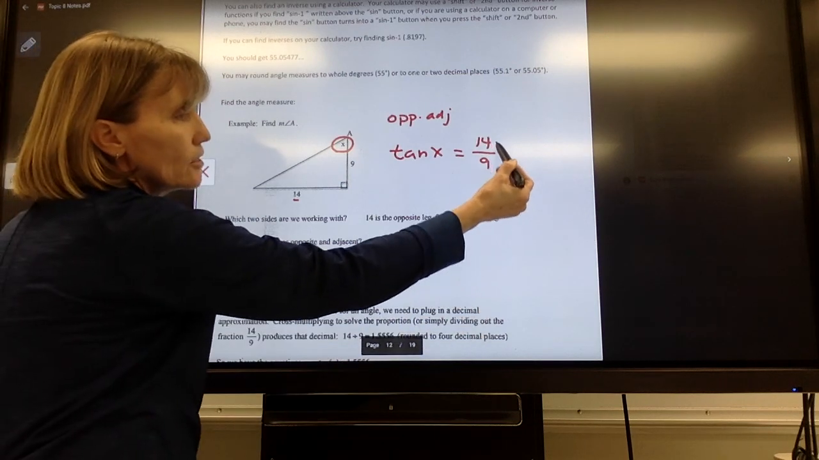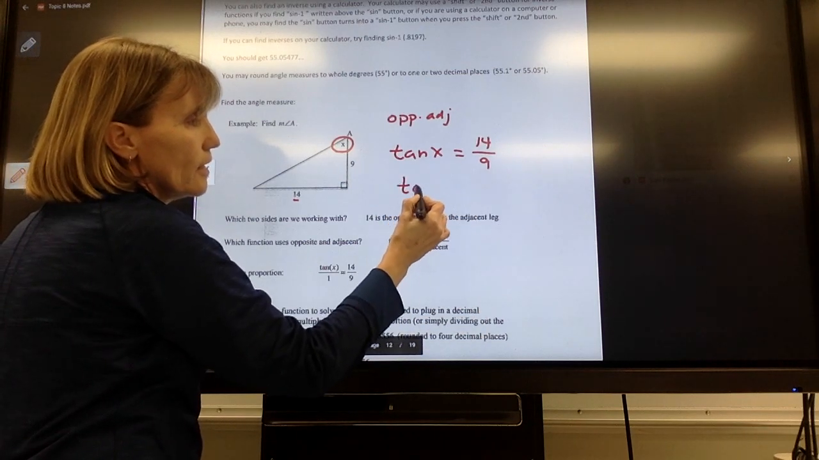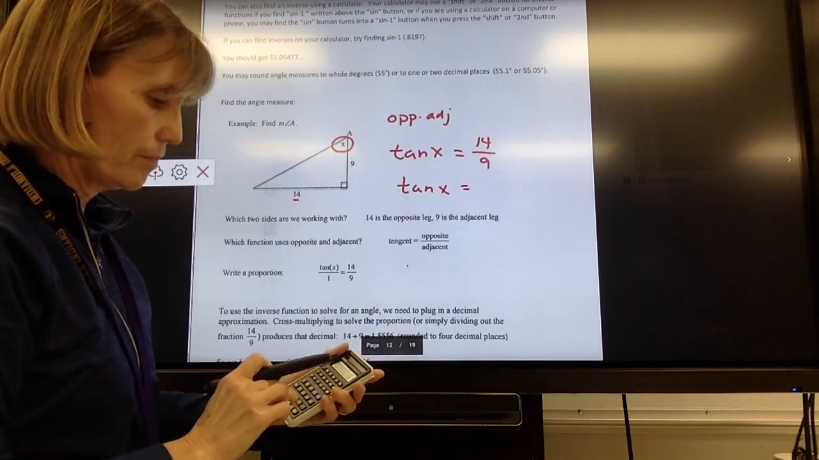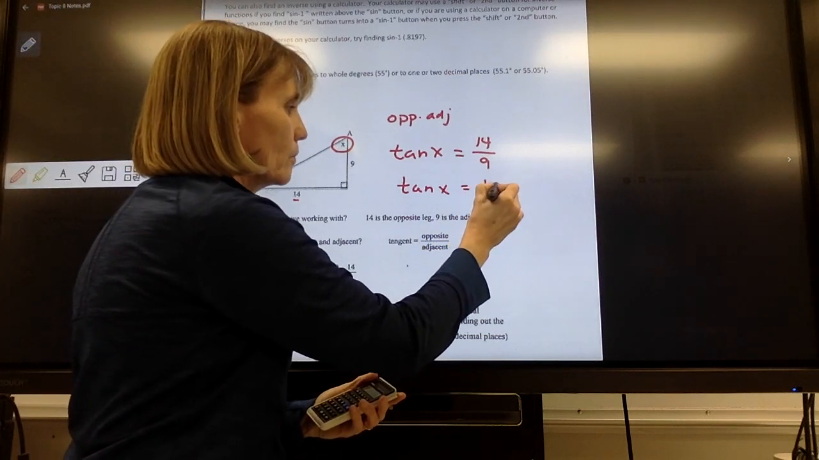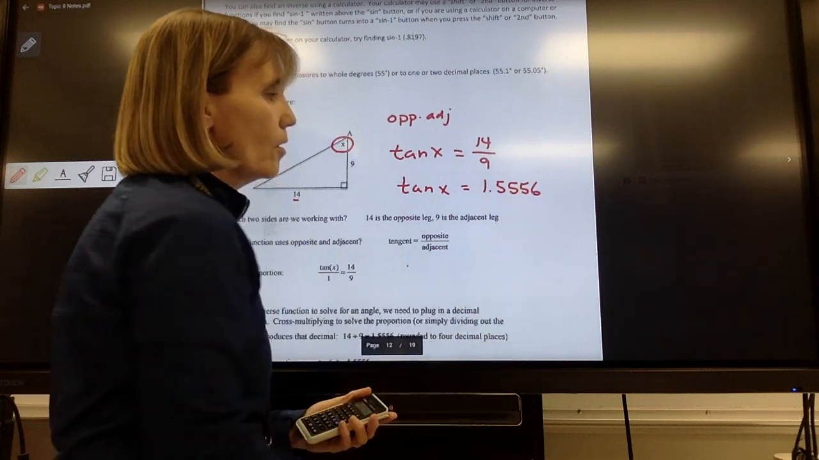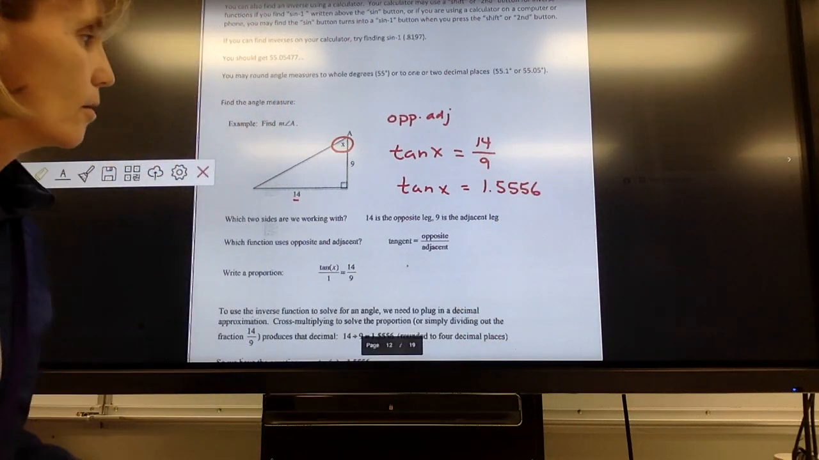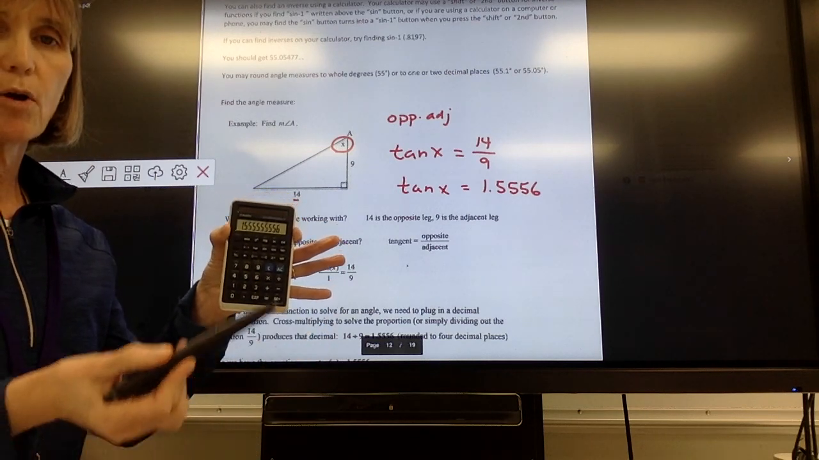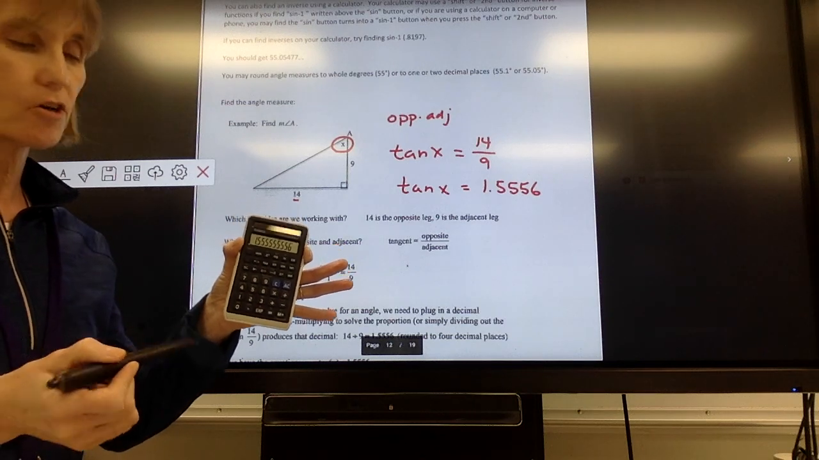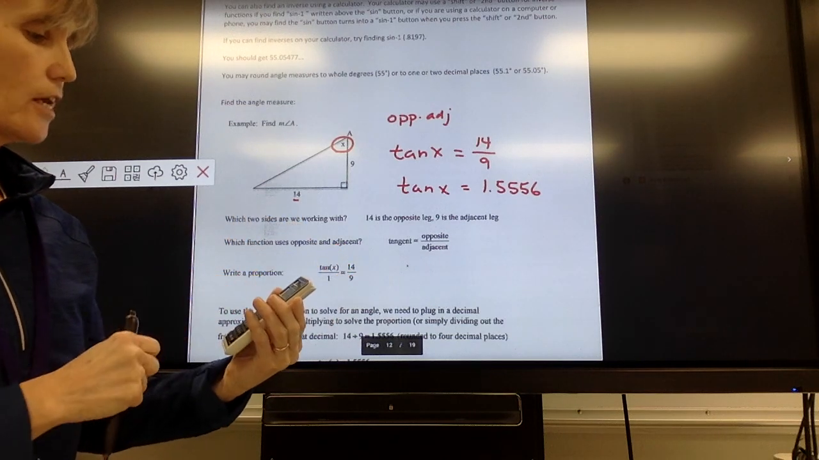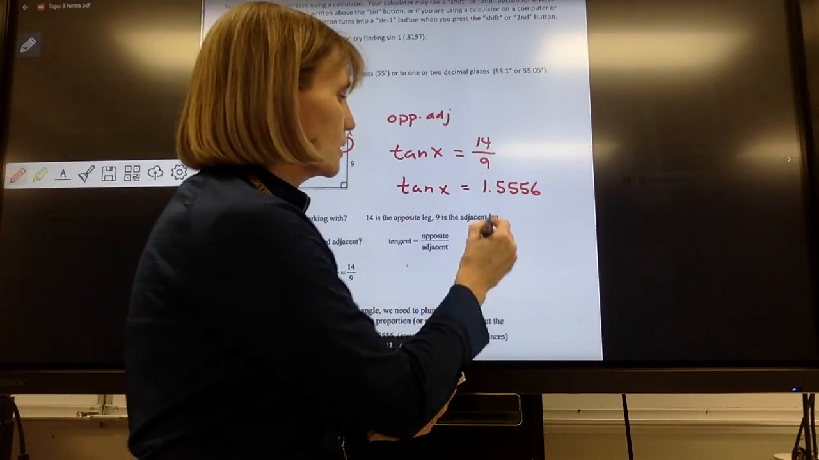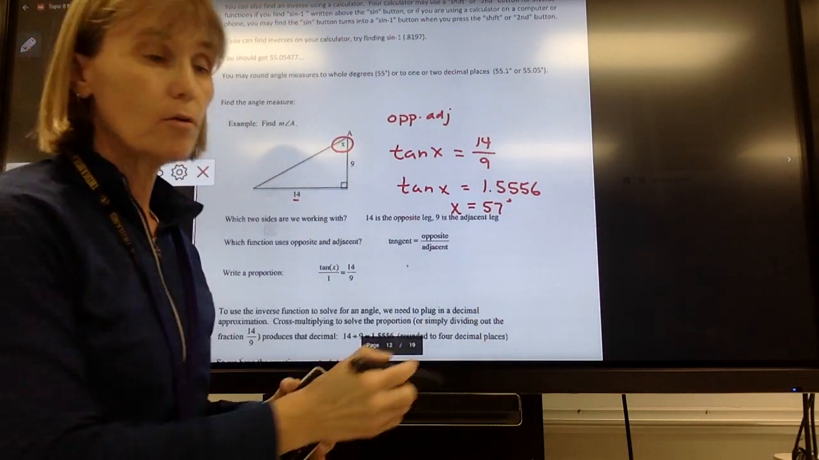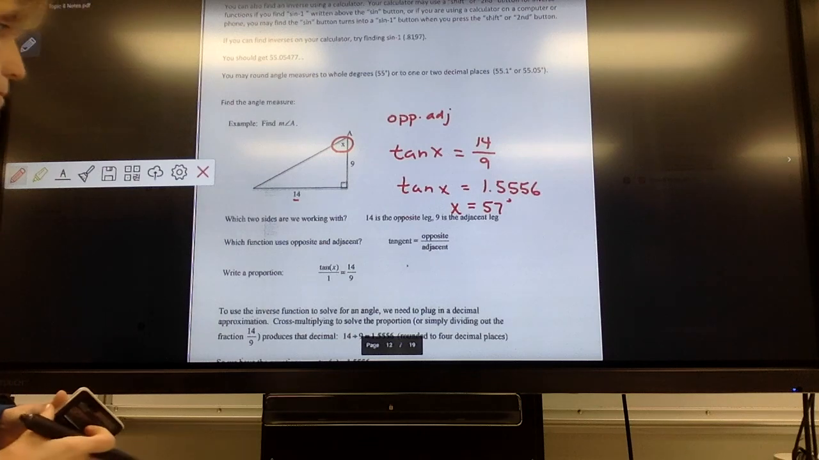When I have this set up, I need to divide this and get the decimal. So I'm going to say tangent of x equals 14 divided by 9, and I get 1.5 with 5s repeating. We always go out about 4 decimal places when we're working with the trig ratios. Now I can leave that decimal on my calculator and go back to the angle measure. This is where we use the inverse function. So I'm going to hit my shift key, then the inverse tangent key. I get 57.26, so x is equal to 57 degrees. When I find an angle measure, make sure you label it in degrees.